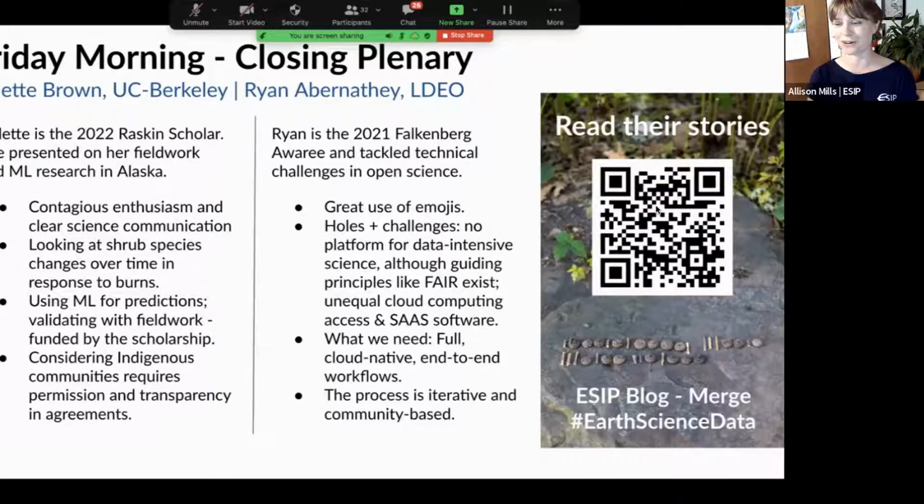I think we all felt pretty refreshed after hearing it. And if you would like to learn more about their work, they both wrote blogs for our ESIP blog. And so if you follow the QR code on the slide here, you will be able to dive a little deeper in their own words, which is great.